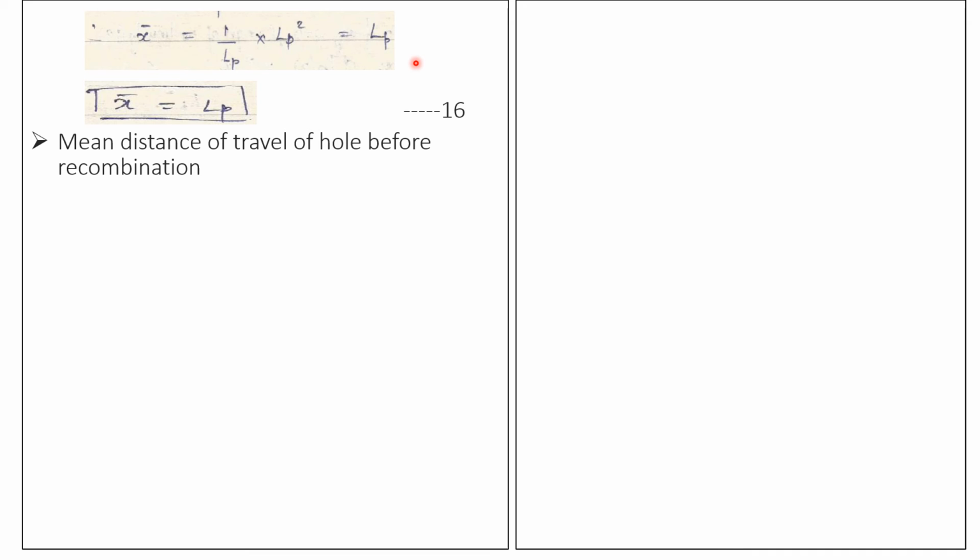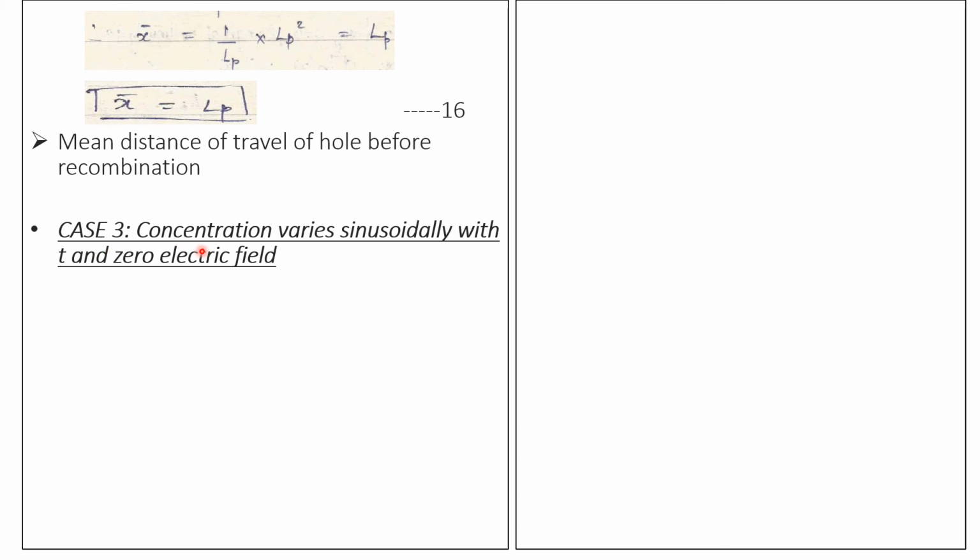So x bar will be equal to 1 by Lp into Lp square, that is equal to Lp. So x bar is equal to Lp. We have verified the statement, equation 16, which is the mean distance of travel of the hole before recombination.